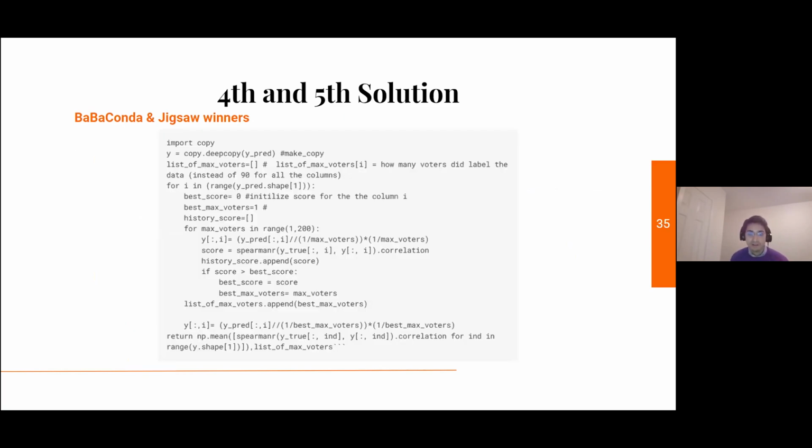And then I just included the shortcut that the Babaconda and Jigsaw winners provided, because they believe that this is what helped them get their 4th place. So as you can see, they iterated over it. Originally they believed that 90 total voters for each column, and then basically for each predicted value, they calculated the score that they would be getting for each voter. And then they calculated the correlation between that particular voter and the true value. And finally, they determined the best max voter. And then they applied that to all of their columns and finally returned the mean between the true and the best voter predicted value.